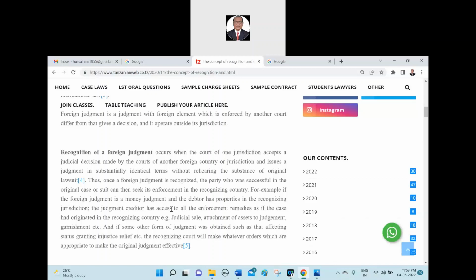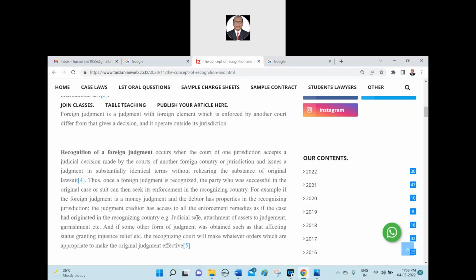At that instance, suppose the judgment debtor is in Tanzania and has assets in Tanzania. The same foreign judgment of Kenya can be implemented over here because it is a money suit and he has property in Tanzania. So the Tanzanian government, as a moral responsibility, will take it up and see that the money passed by the Kenyan court to be given to the creditor is recovered from the debtor. So that is the same.